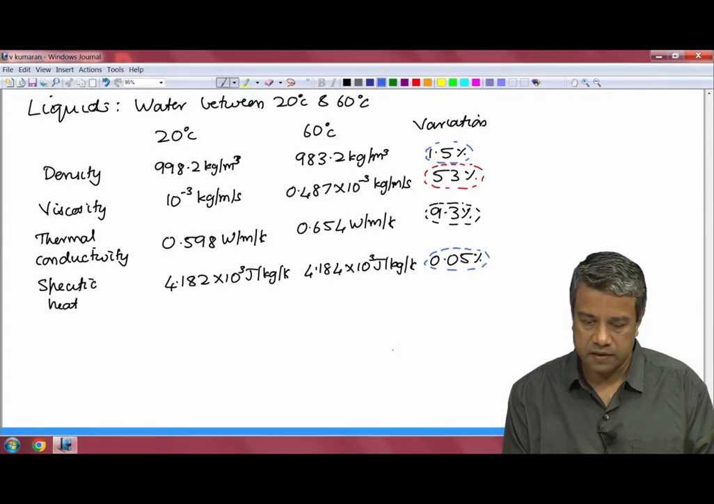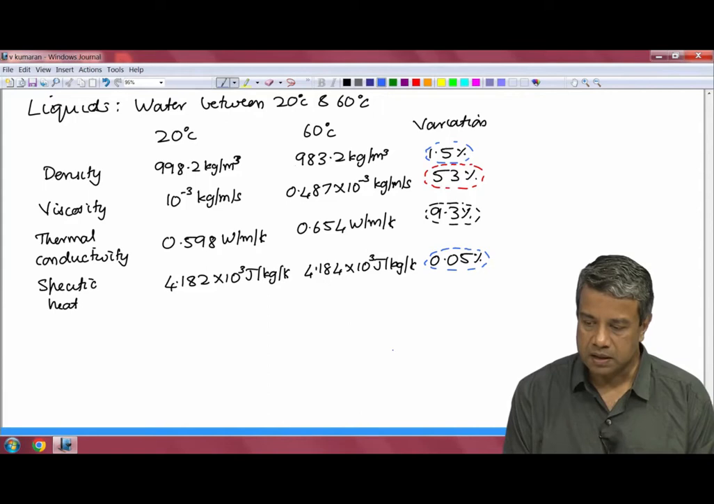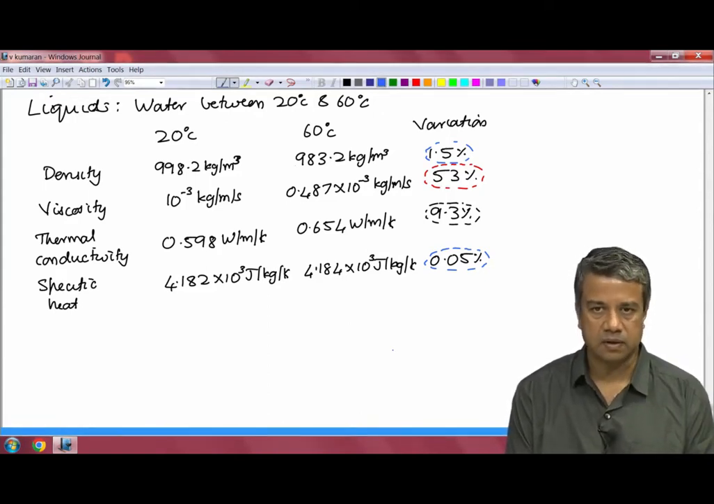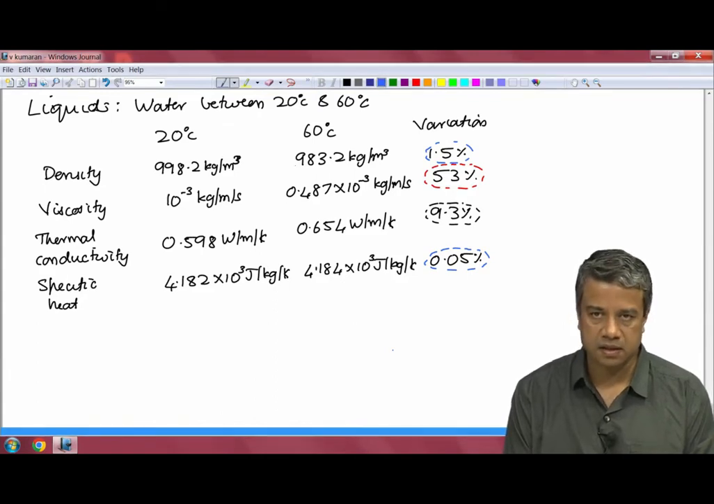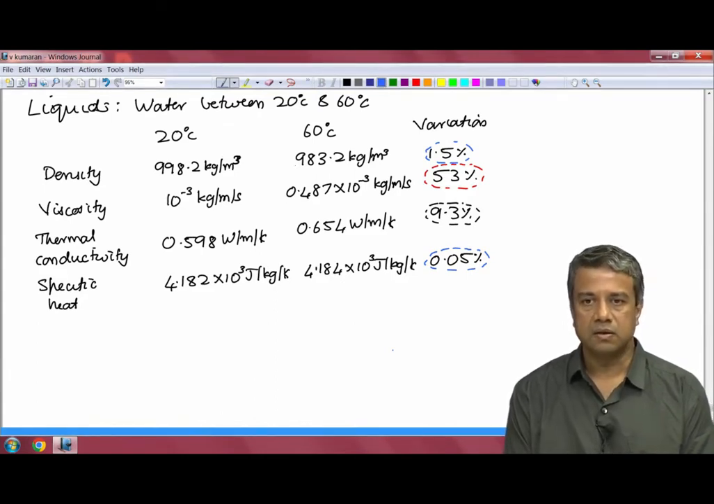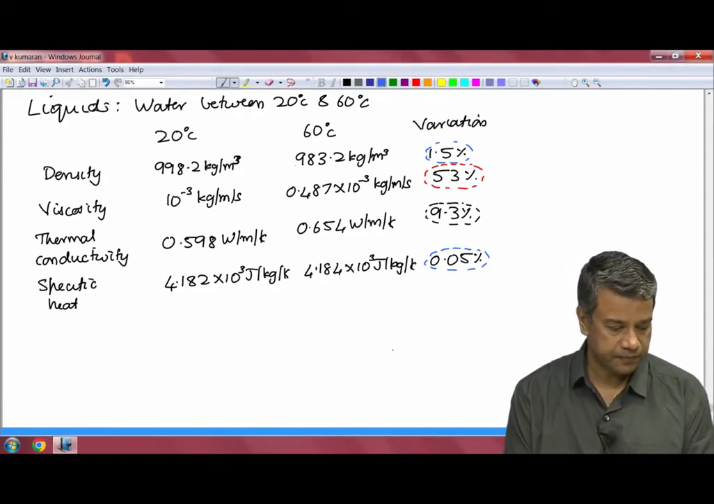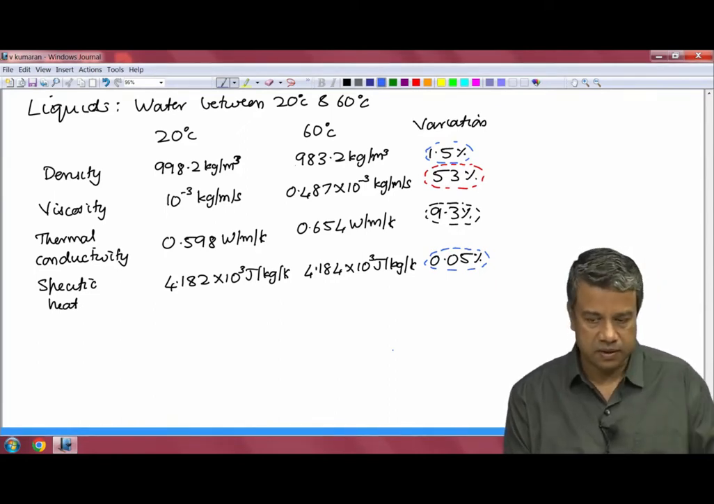We considered the case of liquid water between 20 degrees centigrade and 60 degrees centigrade, and there I had shown you that the variations in the density and the specific heat are actually very small. Okay. This data was obtained from tables. There is some variation in the thermal conductivity, but there is a still larger variation in the viscosity, due to which we strictly cannot use the Boussinesq approximation in this particular case. If the temperature difference were smaller, then we could have used the Boussinesq approximation.